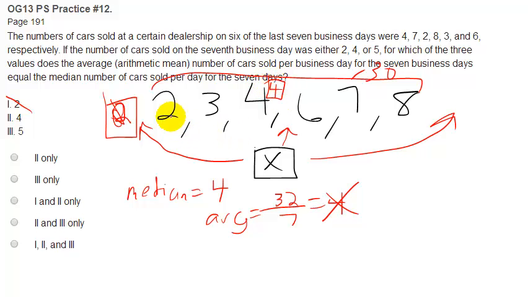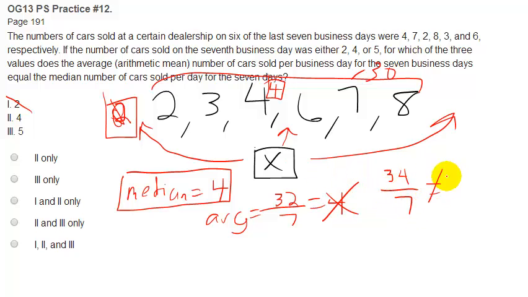What if we did a 4? We put a 4 here: 2, 3, 4, 4, 6, 7, 8. Well, then the median is still 4, so this still holds true. Except now the sum is 30 plus 4, so that's 34, and you divide that by 7. Again, that's still not equal to 4. So it looks like 2 is problematic.